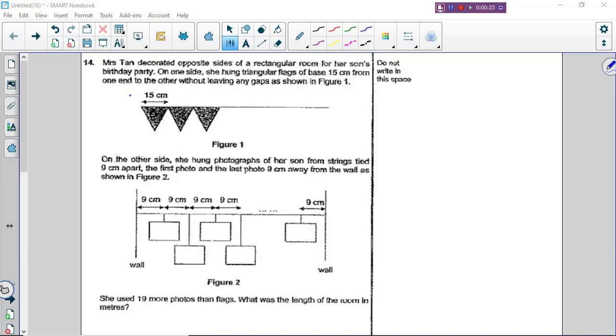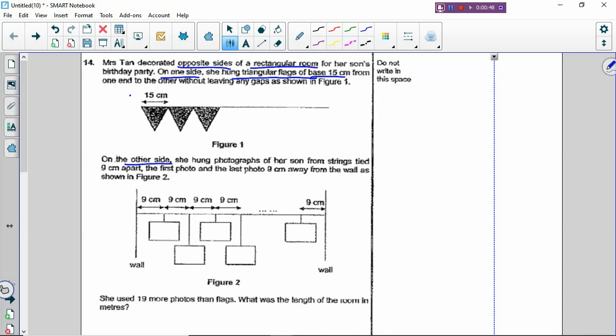Mrs. Tan decorated opposite sides of a rectangular room for her son's birthday party. On one side, she hung triangular flags of base 15 cm from one end to the other without leaving any gaps. So if you look at figure 1, there are triangles and there's no gap in between the triangles, and the base of each triangle is 15 cm. And you go to the next figure.